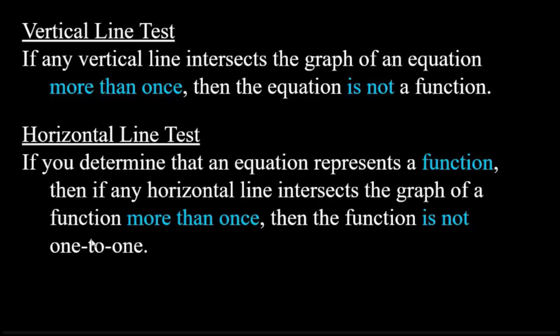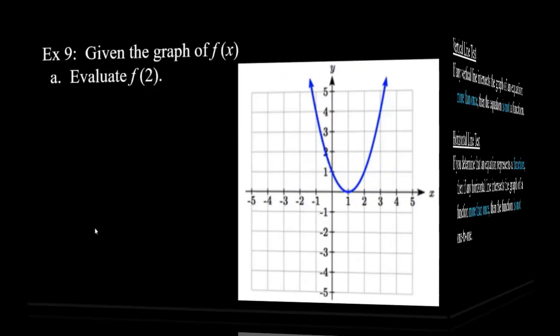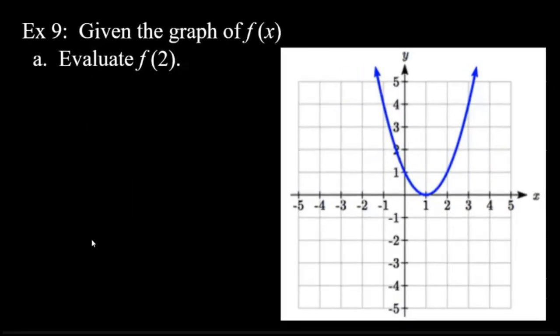Okay, horizontal line test. Once you've determined that it is a function, because otherwise we don't care, then if any horizontal line intersects the graph of the function more than once, again, the function is not one-to-one. So let's just ask, is this a function? Is it one-to-one? No, it is a function. It is not one-to-one.